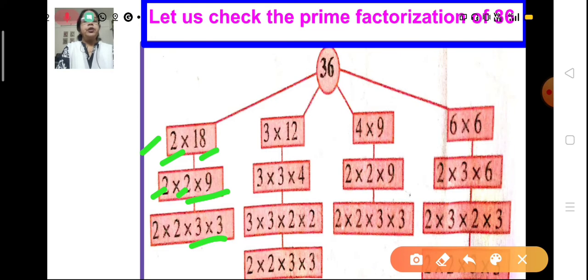Now let's move on to the next expression. This is 3 into 12 is equal to 36. Now 3 we have as prime number, and 12 can be expressed as 3 into 4. Now in the next step, since we have 3 and 3 as prime numbers, now 4 can be written as 2 into 2. So what is the prime factorization again we are getting for 36? That is 2 into 2 into 3 into 3. Let's look at the next expression. 36 as a product of 4 into 9. Now 4 can be expressed as 2 into 2, and 9 can be expressed as 3 into 3. So what is the prime factorization again that we are getting? That is 2 into 2 into 3 into 3.